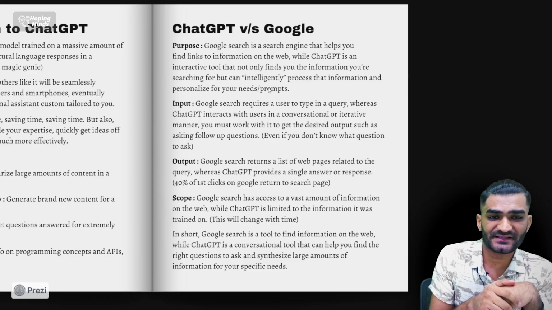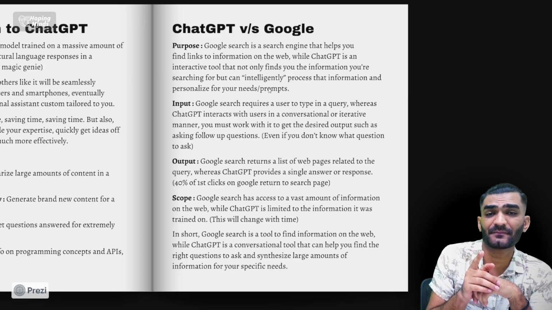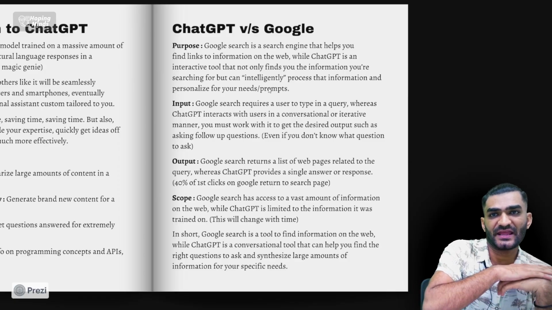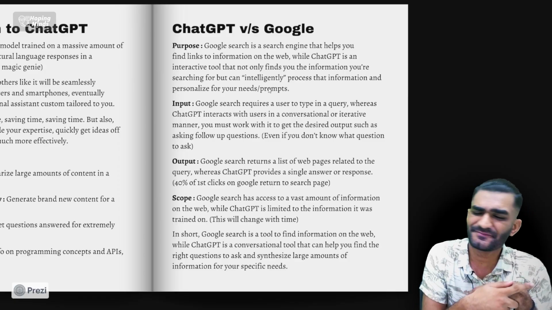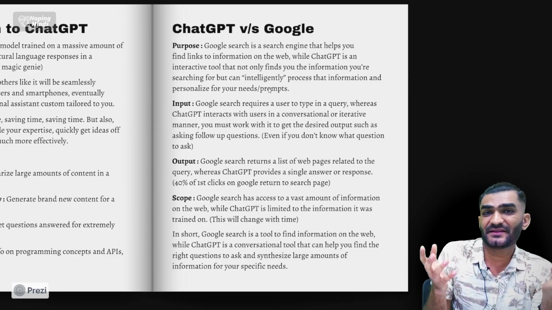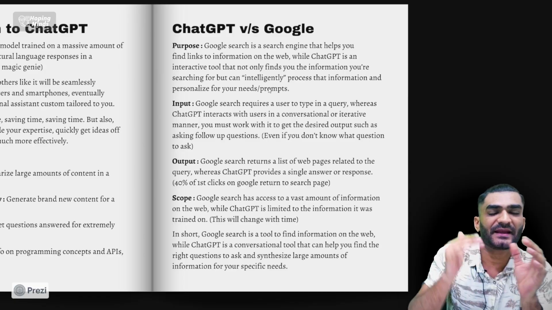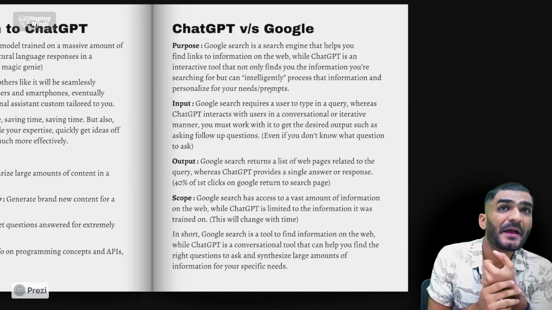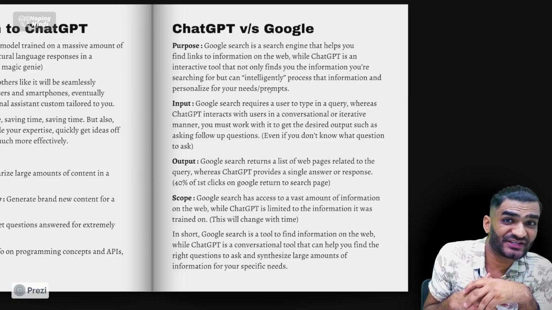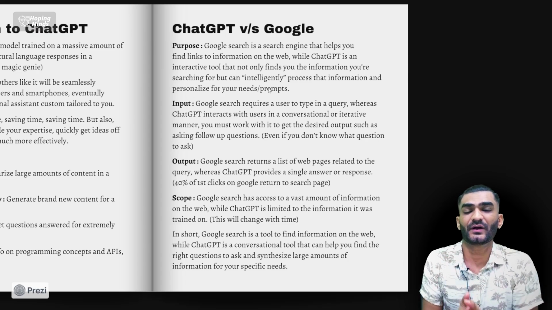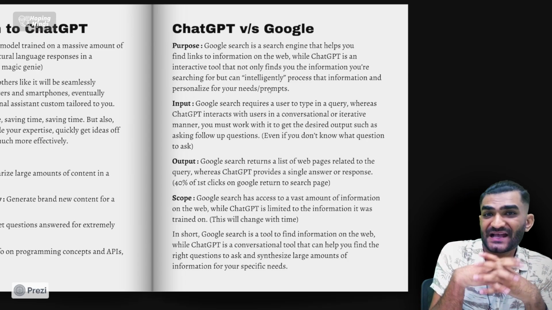Then the fourth difference is the scope. In scope, Google is far ahead of ChatGPT, because we know that Google has been a big player in the market for a long time. So of course, Google has the upper hand when it comes to scope. But yes, with time, I believe that ChatGPT will definitely beat Google in this particular aspect as well.